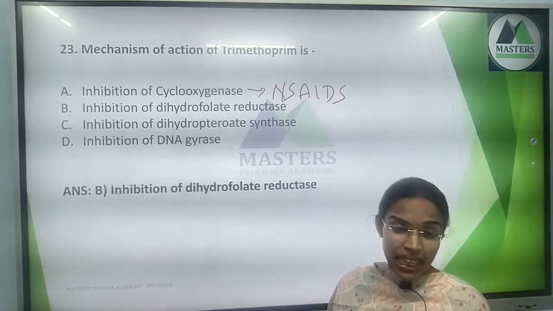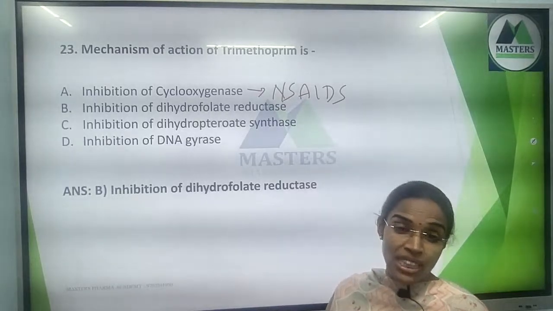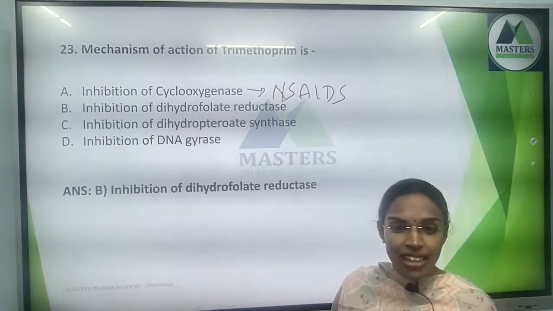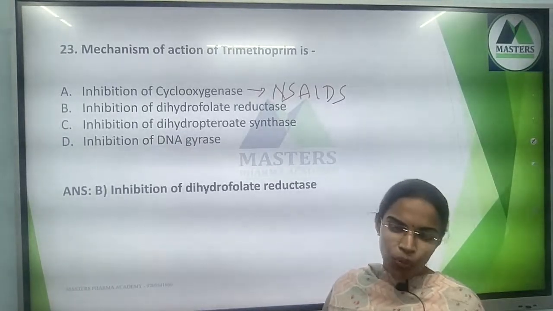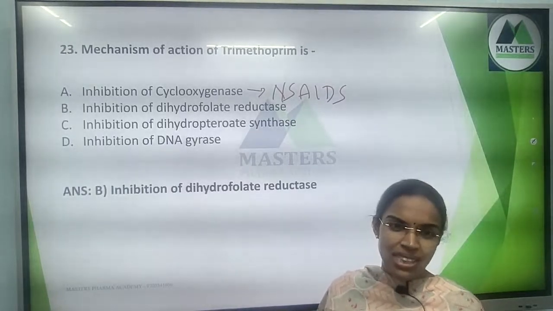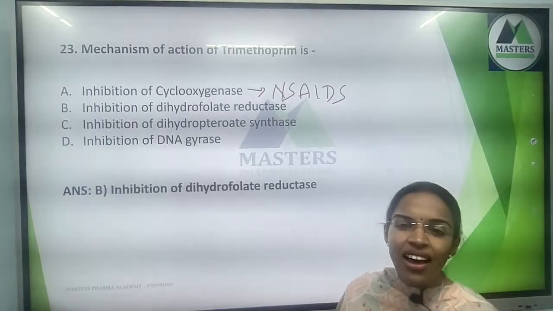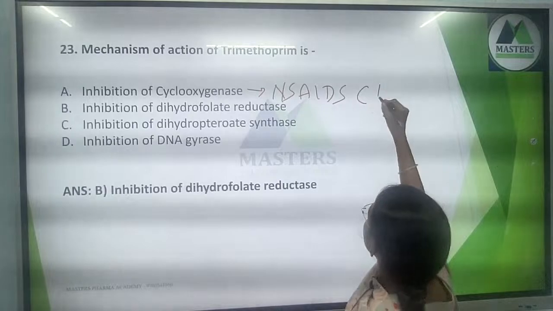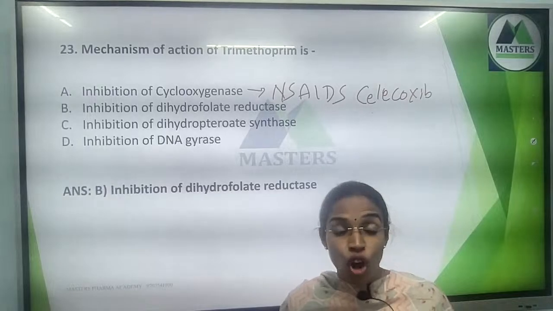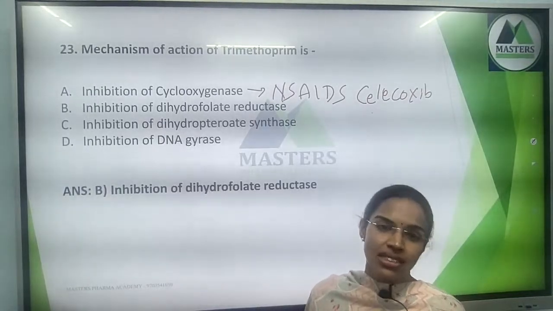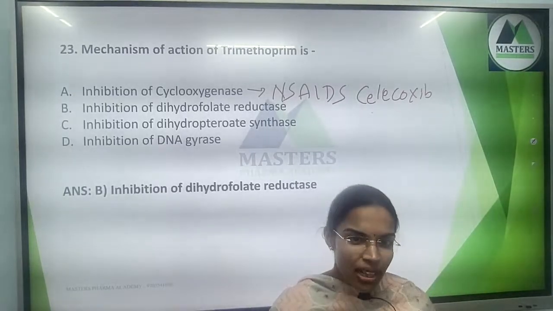Examples include aspirin. Now, examples for selective COX inhibitors. Cyclooxygenase is of two types, COX-1 and COX-2. Examples for selective COX-2 inhibitors: celecoxib. Very good.